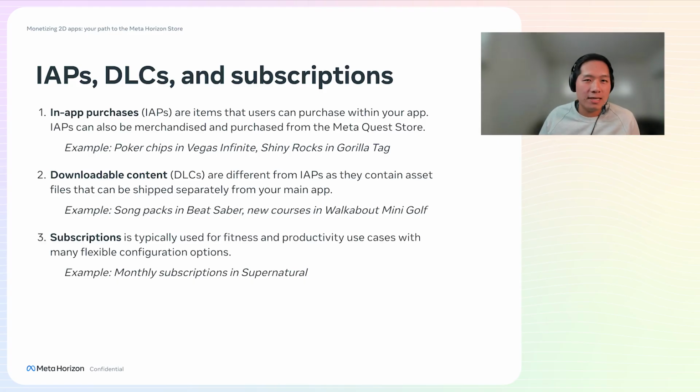So for example, Beat Saber recently launched a Metallica song pack as a DLC. Walkabout Mini Golf is a really popular social app on our platform, and they release a new course every 2 weeks as DLCs. DLCs can be launched without updating the base app itself, which is one of its main benefits. Subscriptions is one of our newer offerings, but it functions just as you might expect, in line with other app stores. The main use case that we see right now for subscriptions are things like fitness apps or season passes for games.